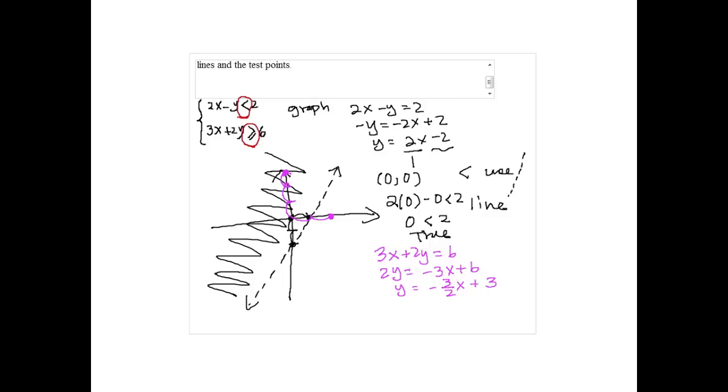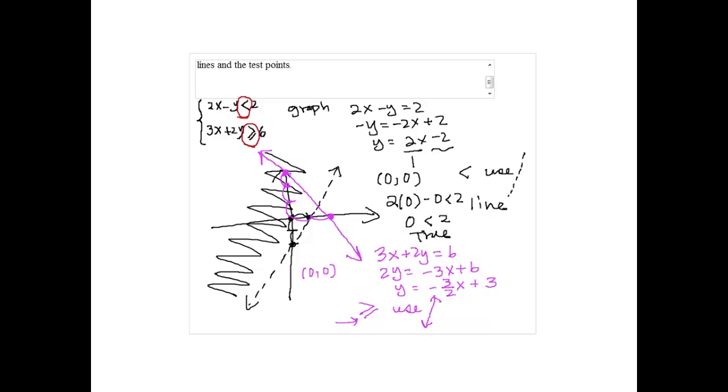Since we have greater than or equal to, if you have an equal sign underneath, then we're going to use a solid line. So we have a solid line instead of a dashed line.